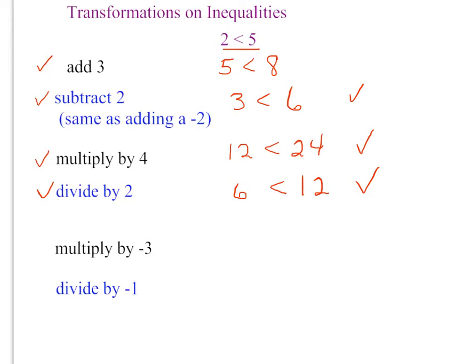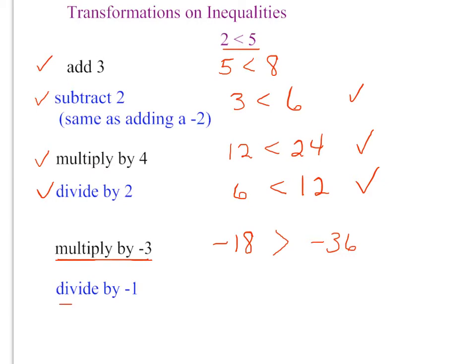But look what happens if we multiply both sides by a negative 3. We get negative 18 compared to negative 36. Well, it would no longer be true if I put a less than there. So when we multiply both sides of an inequality by a negative, we're forced to switch the direction of the inequality. We multiplied by negative 3 on both sides, so we had to switch from less than to greater than.